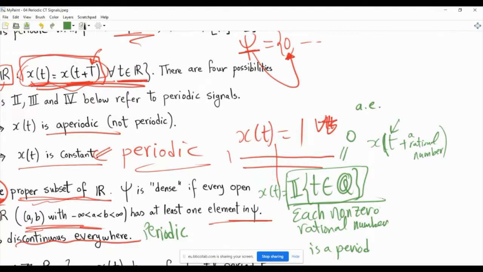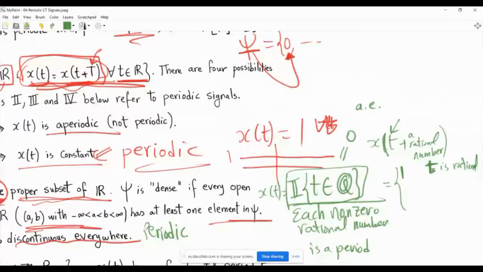Let's consider the two cases of small t. If t itself is a rational number, then a rational number plus a rational number is a rational number. So basically this will be 1 if t is rational, because the function is defined so that if its argument is rational, then it is equal to 1.